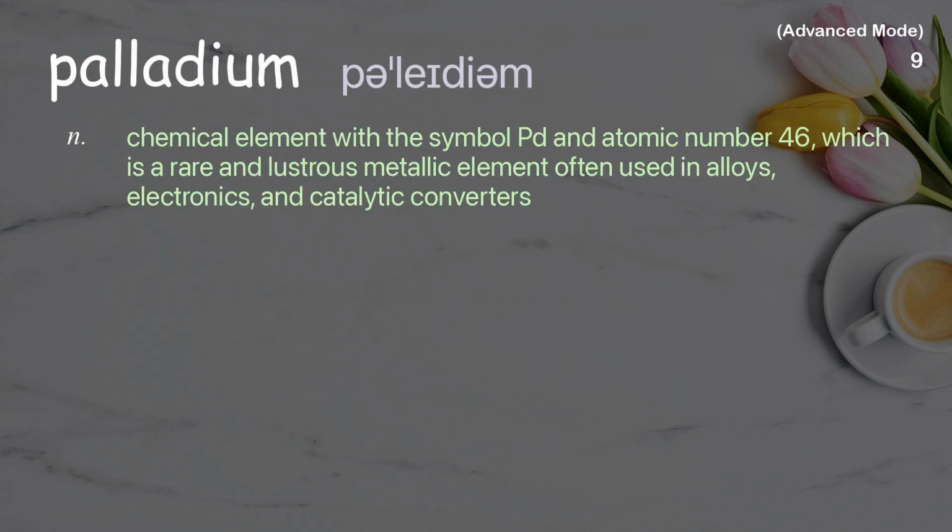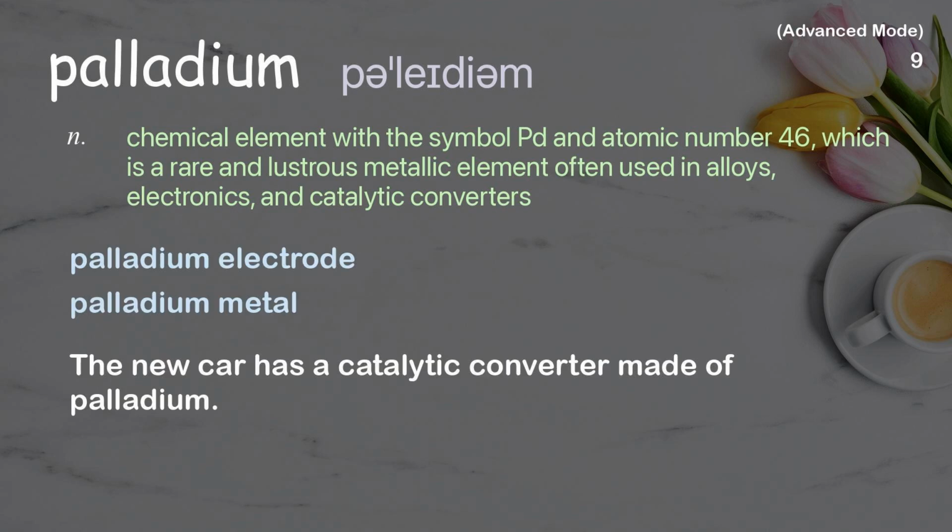Palladium. Chemical element with the symbol Pd and atomic number 46, which is a rare and lustrous metallic element often used in alloys, electronics, and catalytic converters. Examples: Palladium electrode, palladium metal. The new car has a catalytic converter made of palladium.